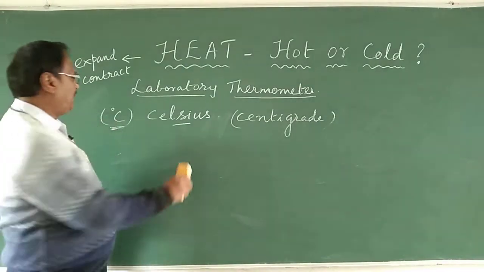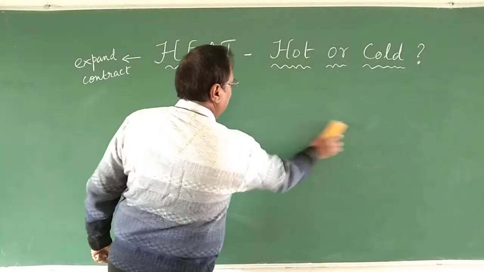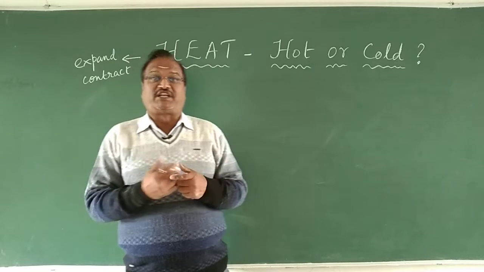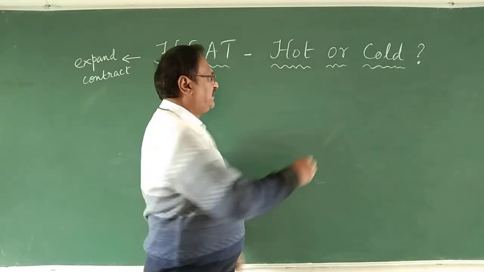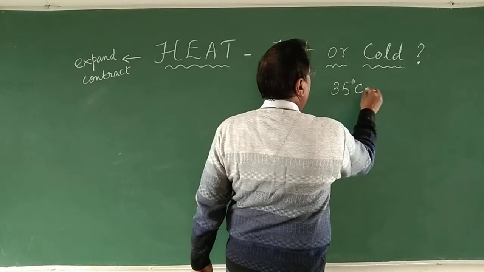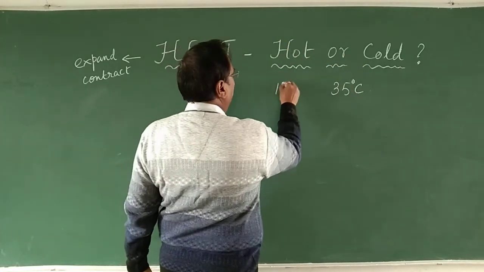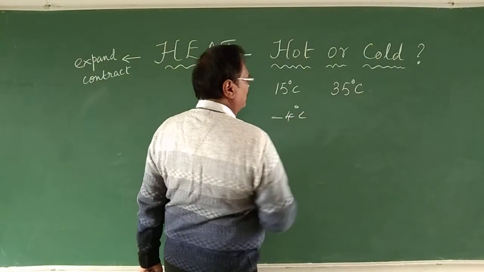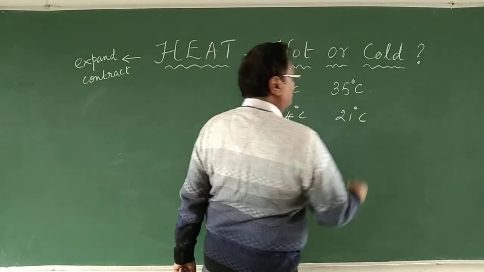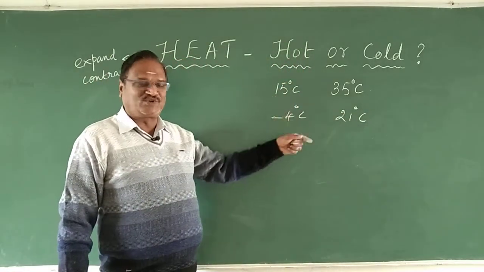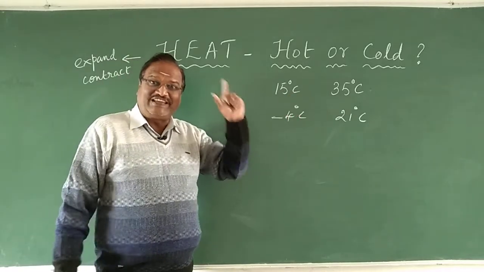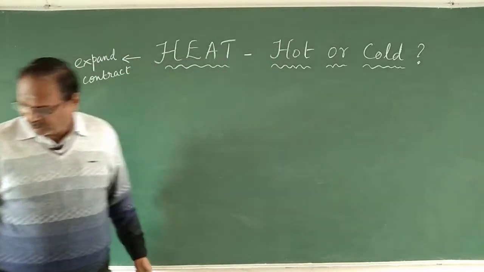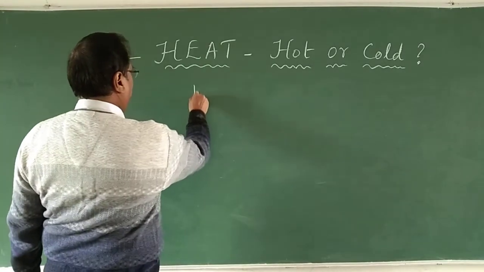Now let me draw the diagram for you. For example, where we use this thermometer, for example, the temperature of a city, Hyderabad, 35 degrees Celsius, right? Or for example, Kashmir, 15 degrees Celsius in the summer month. In winter, you will find -4 degrees Celsius. Hyderabad, 21 degrees Celsius. Chennai or Delhi, the values are all represented in degrees Celsius. Or centigrade also, common people will use that word. So let me draw a thermometer.